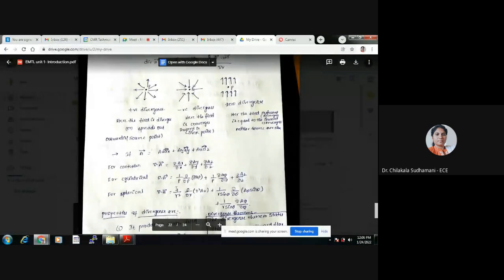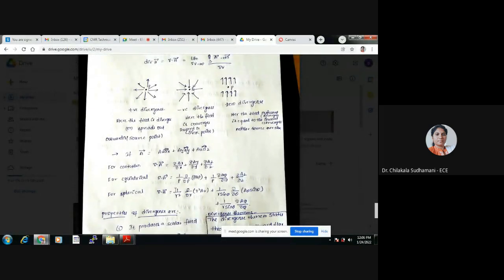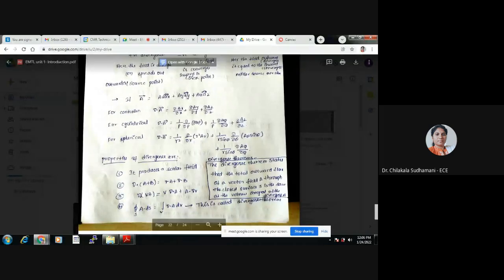See here how we calculated the divergence of a vector for cylindrical coordinate systems. 1 by rho times dou by dou rho of rho AR, where rho cancels and you get dou rho of AR. Here also R squared cancels, giving dou R of AR, plus 1 by R sin theta. Here simply you will get 1 by R into dou theta of A theta, plus 1 by R sin theta into dou A phi by dou phi.